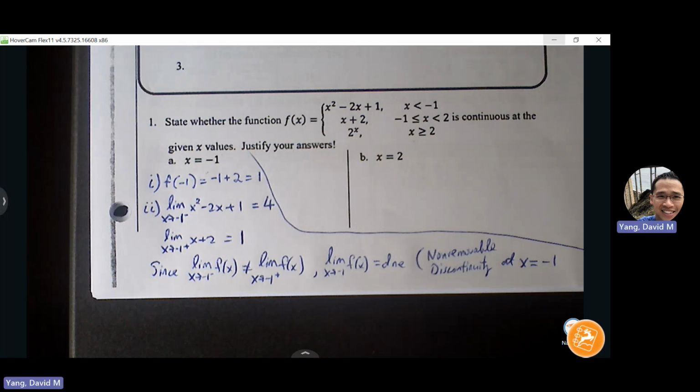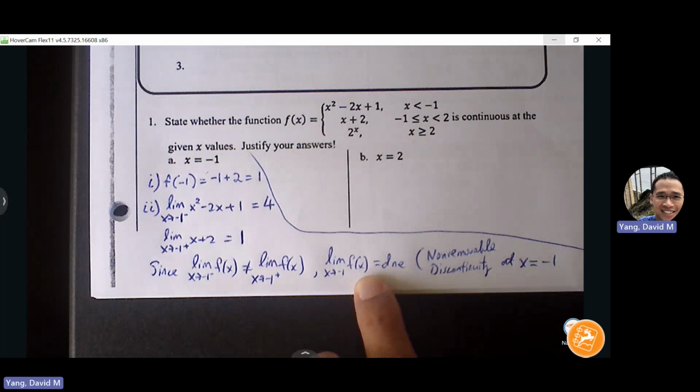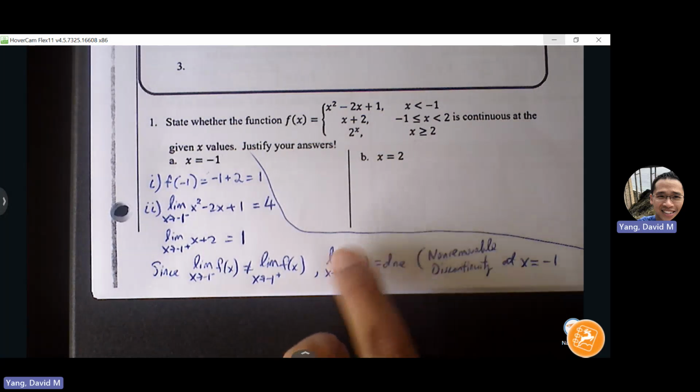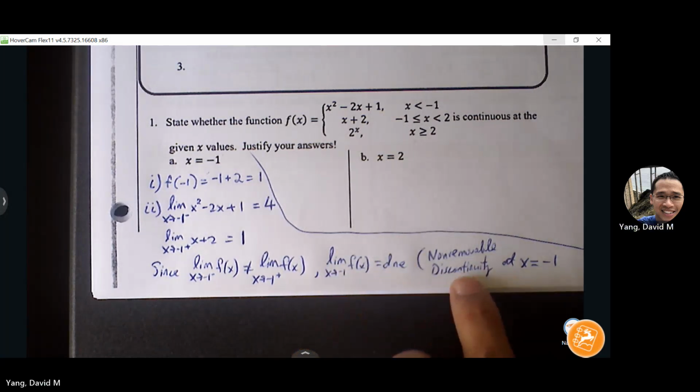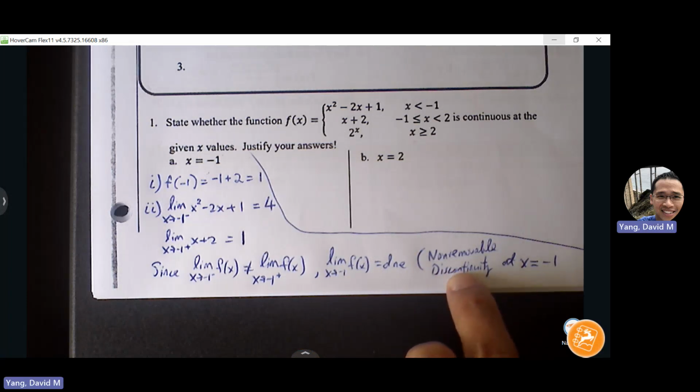Okay, any questions? Because the one-sided limits are not in agreement, I can conclude that my full limit does not exist. And if my limit doesn't exist, it's a jump discontinuity, which I can categorize as a non-removable discontinuity at x equals -1.